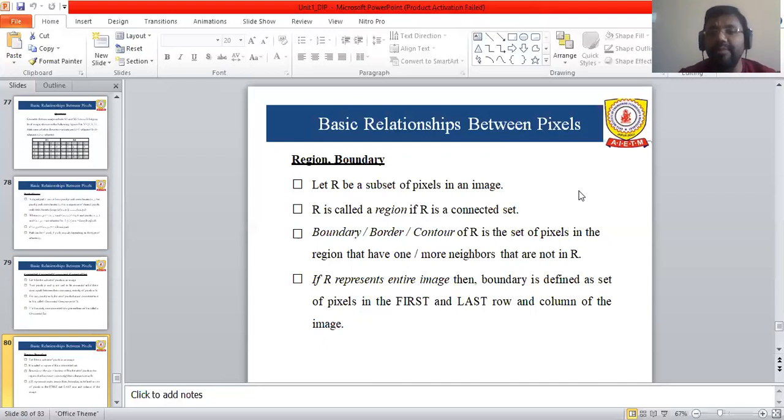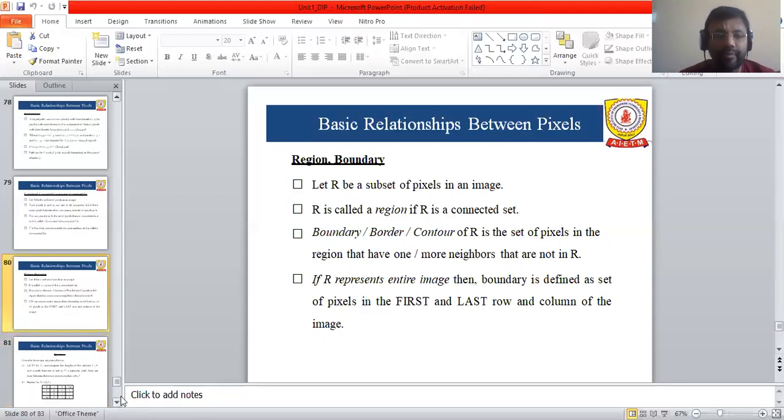If capital R represents the entire image, then the boundary is defined as the set of pixels in the first and last row and column of the image. So that is what we have for region and boundary.